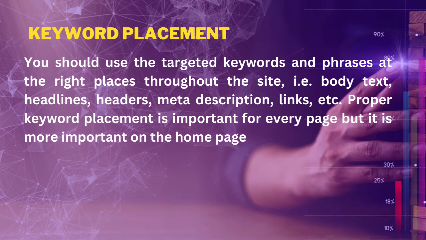First one is keyword placement. You should use the targeted keywords and phrases at the right places throughout a website: body text, headlines, headers, meta description, links, etc. Proper keyword placement is important for every page, but it is more important on the home page as it is a gateway and introduction to the rest of the pages of your site. Also use proper keywords for links instead of using see more, read more or click here. Use the keywords that describe the link itself.